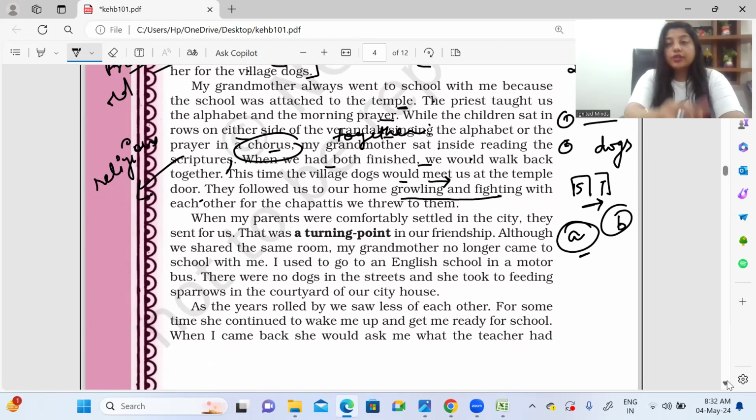So meanwhile, when the grandmother used to come back home, on the way she used to throw pieces, bits of chapatis to the dogs, and the dogs would also follow the grandmother and the narrator because they would find those pieces and they would fight over who would eat. A simple thing that would happen on the road.